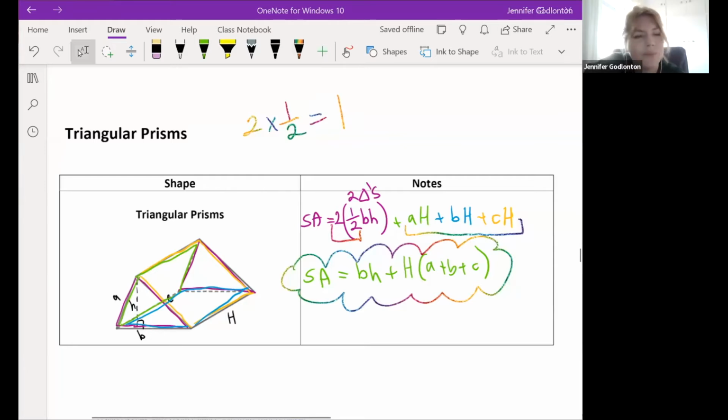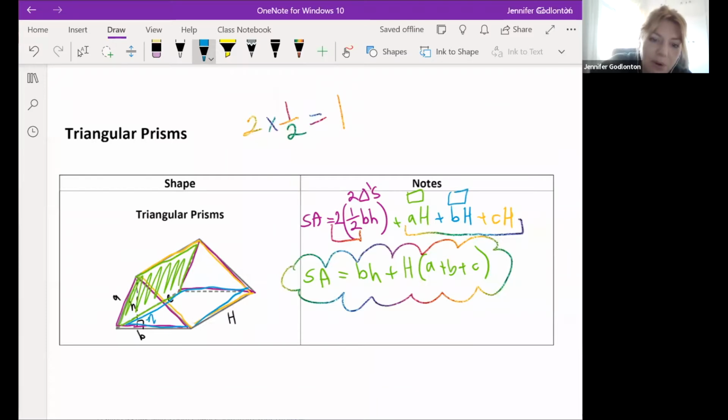Fatu, how can I help? Ma'am, I don't understand AH plus BH plus CH. So those are each working out each of the rectangles. That AH would be working out this rectangle over here. This BH, because we're working out the areas of each of them, would be working out this bottom rectangle. And the CH would be working out this yellow rectangle that's on the top. Oh, okay. Thank you. So we've got the 2 triangles and then the 3 rectangles.